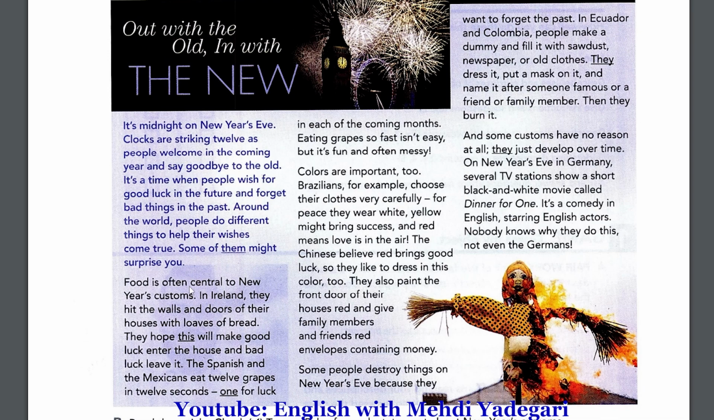First one. Food is often central to New Year's customs. Central here means very important.